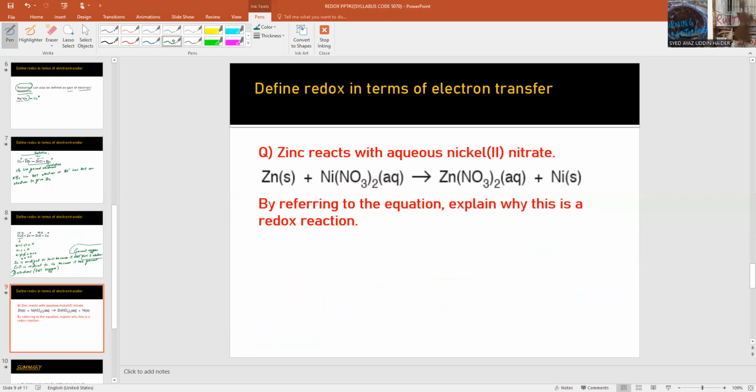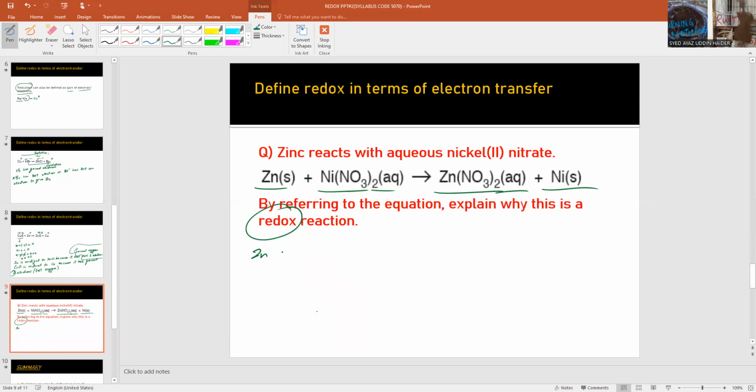Zn reacts with aqueous nickel(II) nitrate. This is a reaction equation. Zn solid, Ni(NO3)2 aqueous, Zn(NO3)2 aqueous, Ni solid. By referring to the equation, explain why this is a redox reaction.